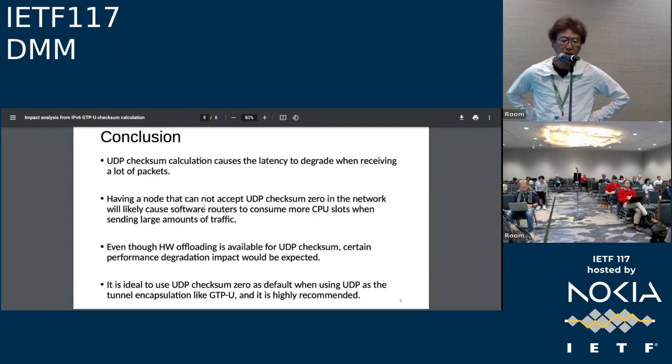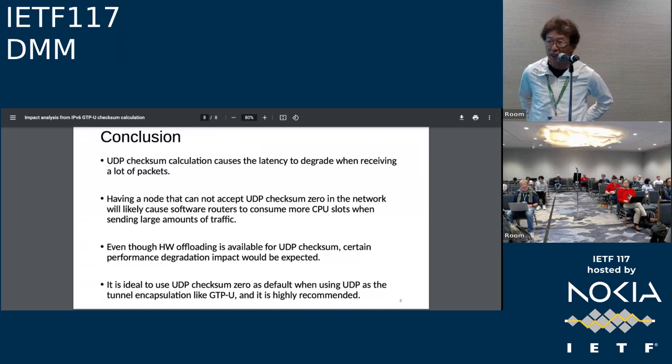Third, even though we are using hardware offload, we can still see some impact on performance, but it depends on the NIC performance itself. Finally, we think it is ideal to use UDP checksum zero as default when using UDP as a tunnel encapsulation, like GTP-U, and we strongly think it is highly recommended to use UDP checksum zero as default.